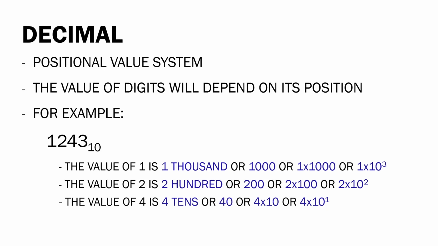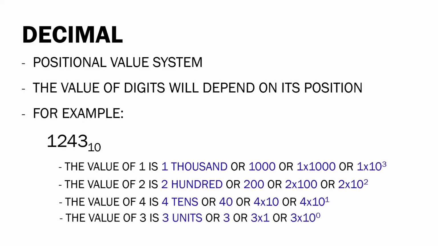Next is the value 4 can be written as 4 times 10 raised to 1. 10 times 1 is equal to 10. So 10 times 4 is equal to 40. Then the value of 3 can be written as 3 times 10 raised to 0. Again, any number raised to 0 is equivalent to 1. So 1 times 3 is equivalent to 3. So the weightage of each position can be represented as this one, 1, 2, 4, 3.